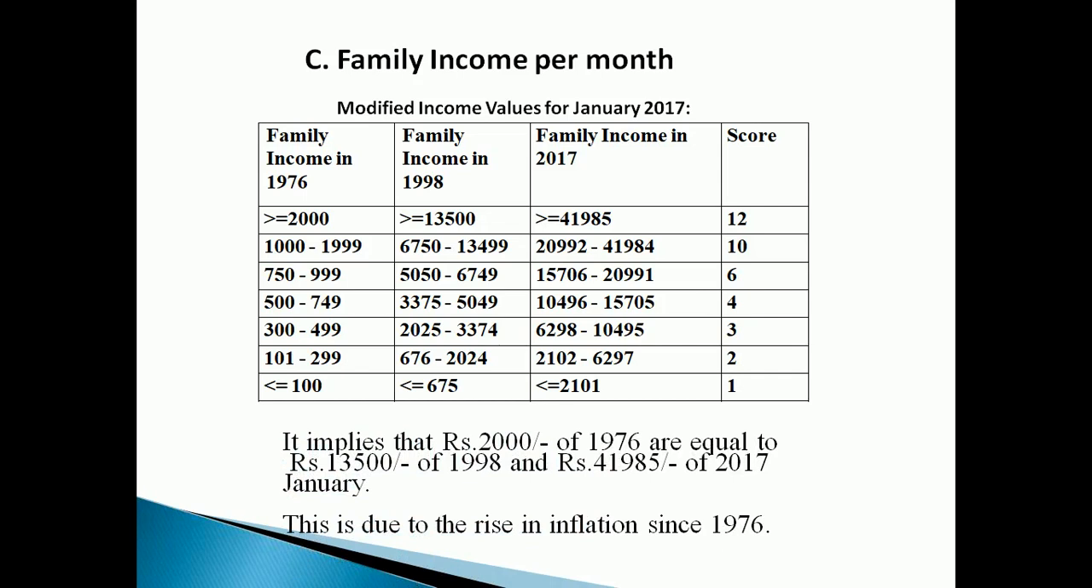What does it imply? That 2000 of 1976 is equal to 13,500 in 1998, and that is 41,985 in January 2017. This is due to the rise in inflation since 1976. So what is inflation? You should remember it. Okay, I will ask later.